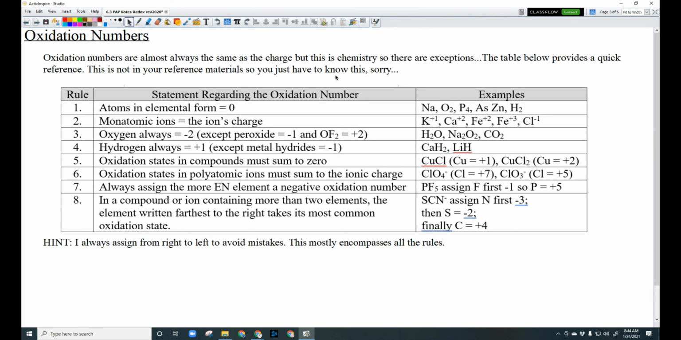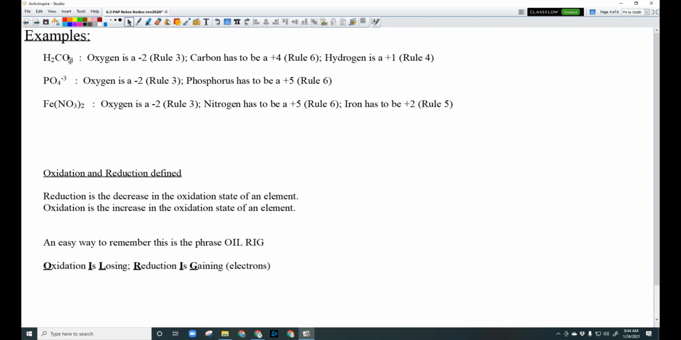All right, so let's take H2CO3, carbonic acid. All right, so I'm going to start from right and I'm going to work backwards, right to left. So oxygen. So the oxidation state or oxidation number of oxygen is always a -2. Well, if we think about the charge of oxygen, oxygen is always a -2. So this goes along with the charge. So this is rule number 3.